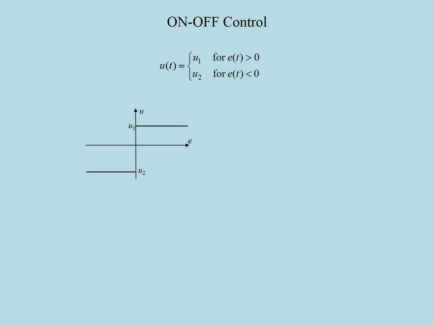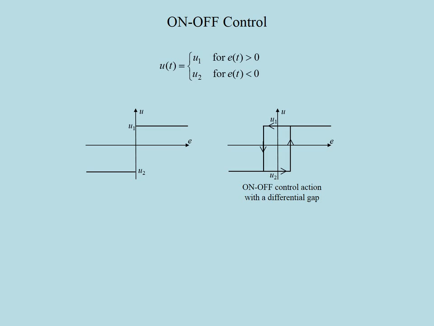In many applications, it is preferable to do this switching not at E equals 0. You can switch from U2 to U1 whenever the error becomes significantly positive, and the other way around, you can switch from U1 to U2 whenever the error drops down to a non-zero negative value. In other words, you introduce a differential gap to the switching of the control signal.